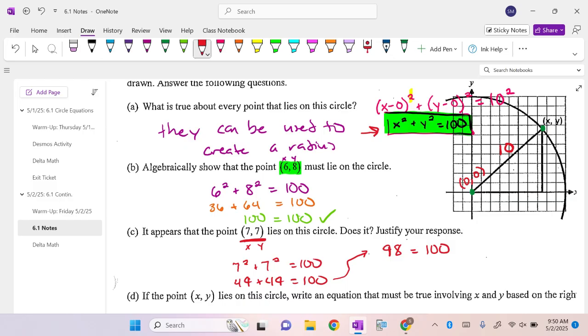Is it true that 98 equals 100? No, it does not equal 100. So this is not a true statement. So does 7, 7 lie on the circle? No. So the point is not on the circle.